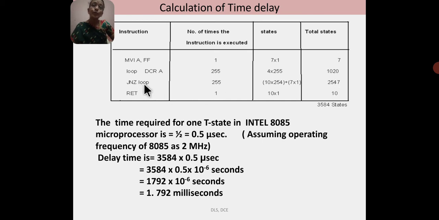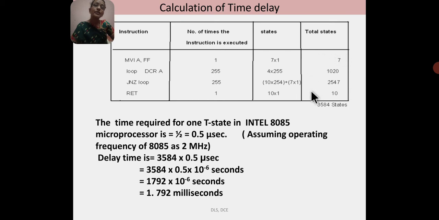The JNZ loop instruction will be executed 255 times, but 254 times it will be in the loop, and the 255th time it comes out of the loop and executes the return instruction. So here we have mentioned 10 T states for 254 times and 7 T states for one execution. So 10 into 254 plus 7 into 1 becomes 2547 T states. The RET instruction will be executed only once, so it requires 10 T states, it becomes 10.